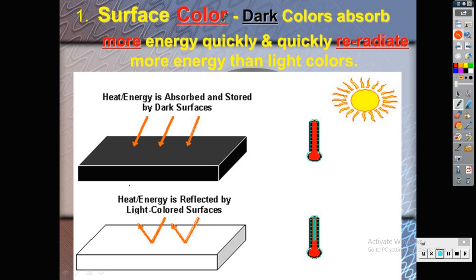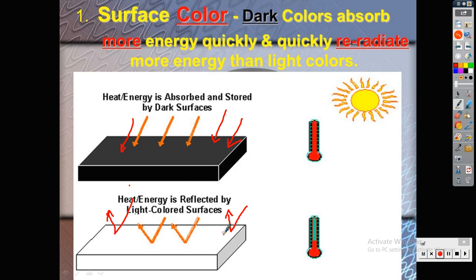Because the dark color surfaces absorb the solar radiation. Heat radiation will be absorbed by black color. So when the light radiation falls on a black object, it absorbs the heat radiation and that black surface becomes more hot. And when the light radiation falls on a light surface, it will not absorb the radiation. Most of the light radiation will be reflected back by the white surface.